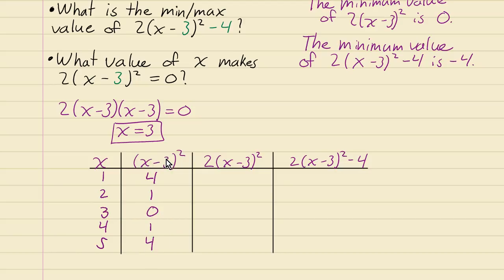Then, if you multiply those things by 2, so for example, 2 times 4 is 8, 2 times 1 is 2, 2 times 0 is 0, and you get the same thing on the other side, then we see that, yeah, the minimum value of this expression is 0, which happens when x is 3.